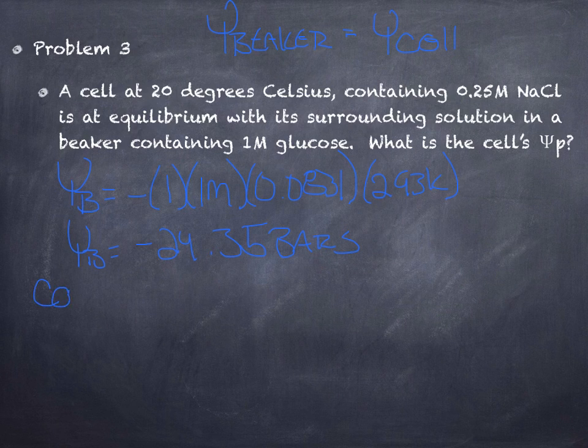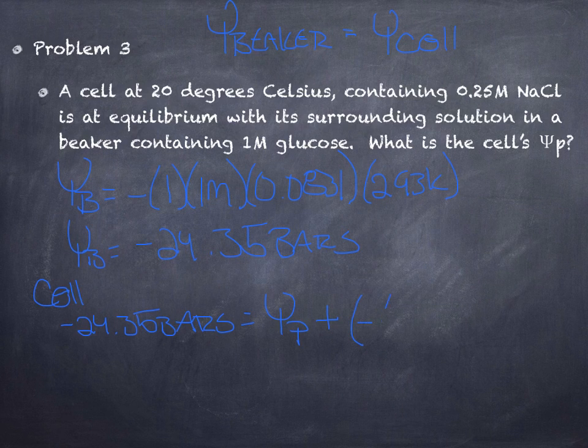So for the cell, I'm going to set the water potential equal to negative 24.35 bars, because we know that to be true. And we want to figure out the cell's pressure potential. So the pressure potential is what we're trying to solve. The cell's water potential is equal to the pressure potential plus the solute potential. So let's figure out what the solute potential is for the cell.